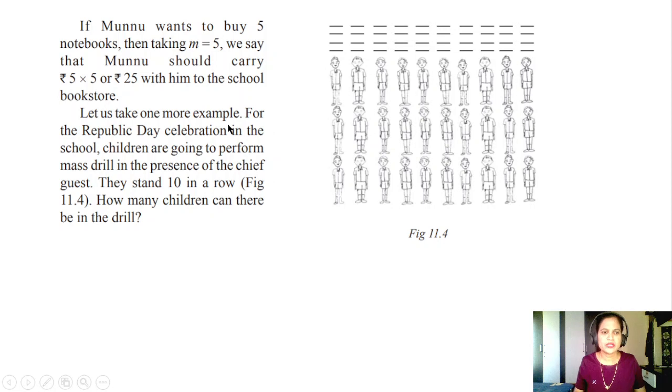Let us take one more example. For the Republic Day celebration in the school, children are going to perform the mass drill in the presence of the chief guest. They stand 10 in each row, as shown in the figure. In each row, there are 10 students. How many children are there in the drill?